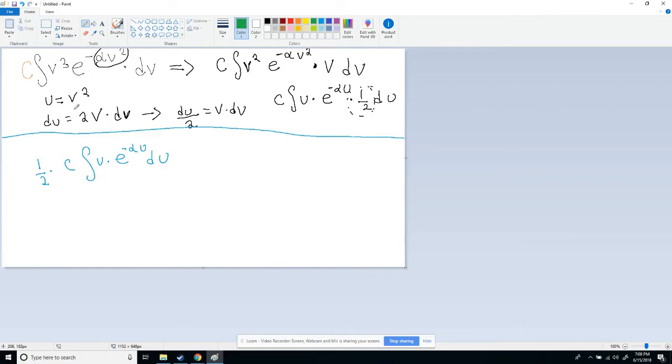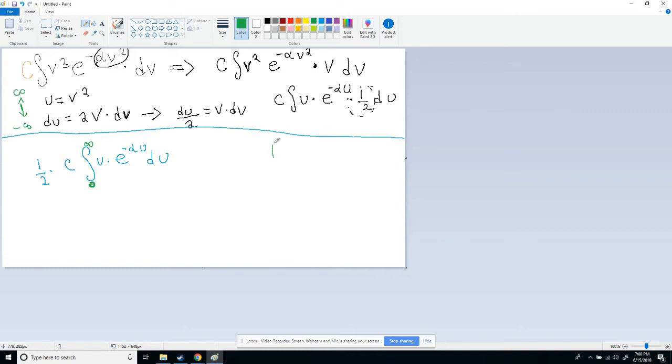Now, remember that the original limits were minus infinity to positive infinity. So if the v squared was infinity, this one is still going to be infinity. But if this one was infinity, this would be the square root. So that's going to make our limits 0 to infinity, which is the reason why we have 0 to infinity for v average.